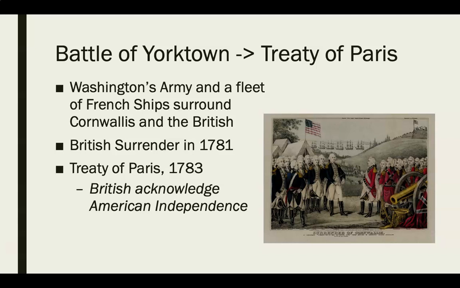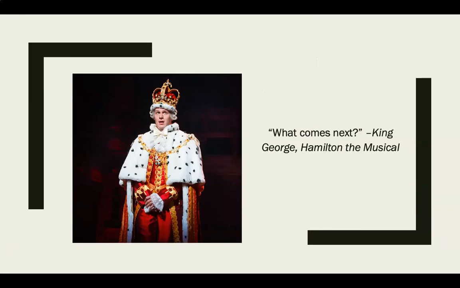And so you see the Articles of Confederation develop, but as King George says in Hamilton, what comes next? Obviously, there are some problems with the Articles of Confederation because that's not our current government. We have the Constitution. But if you watch the next video, you can see all the problems that happen with the Articles of Confederation.